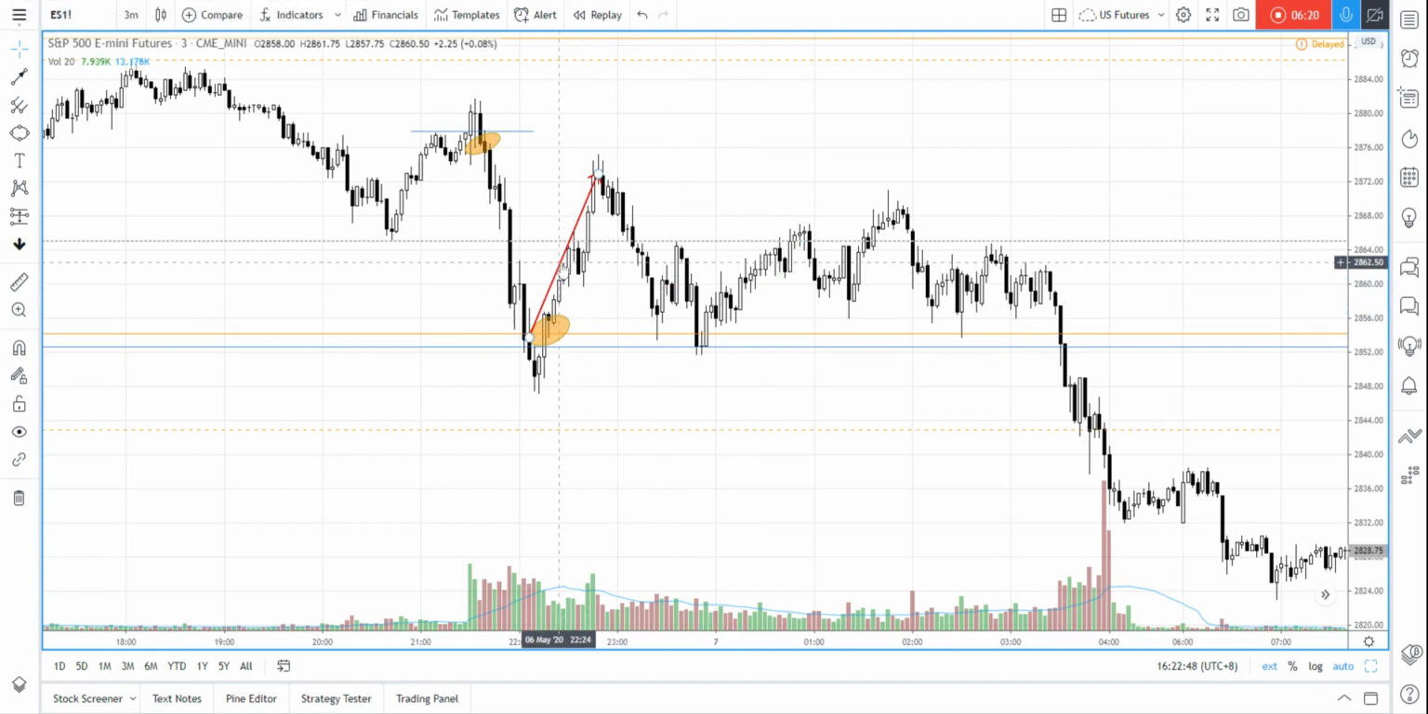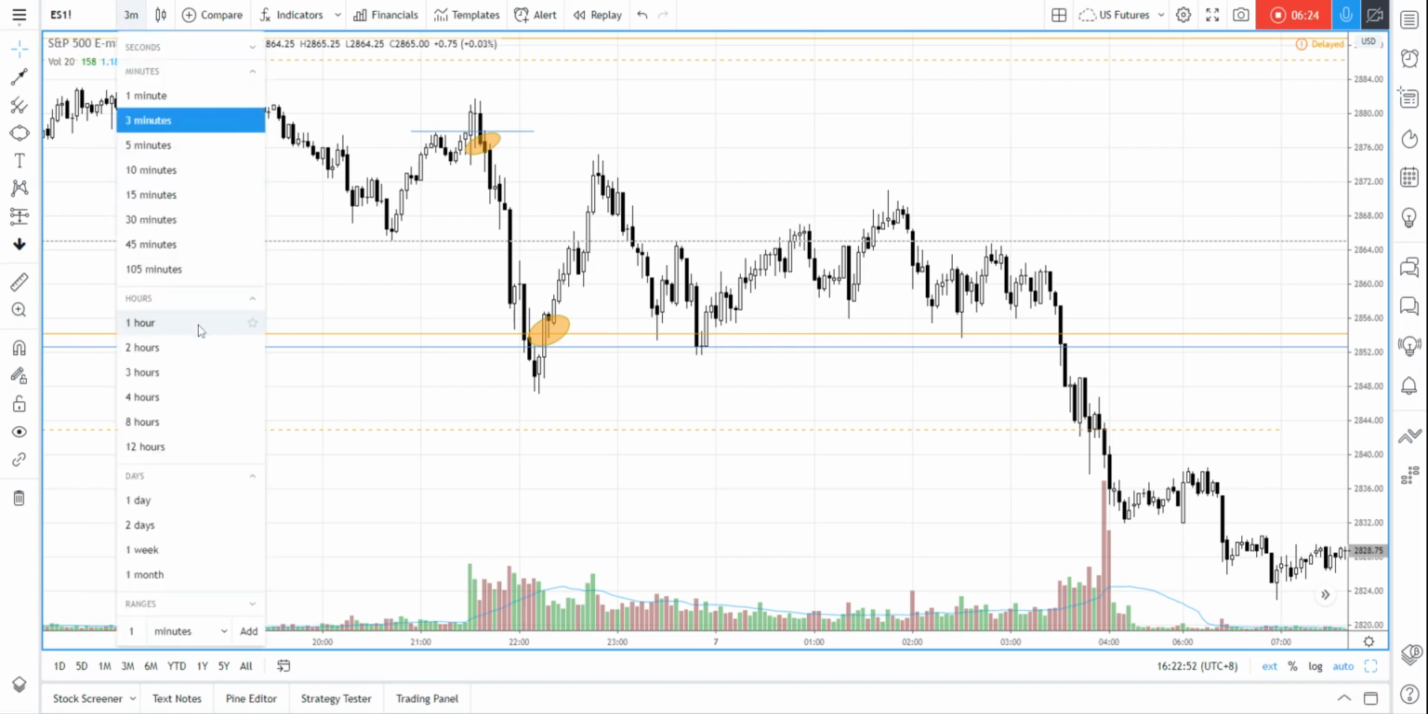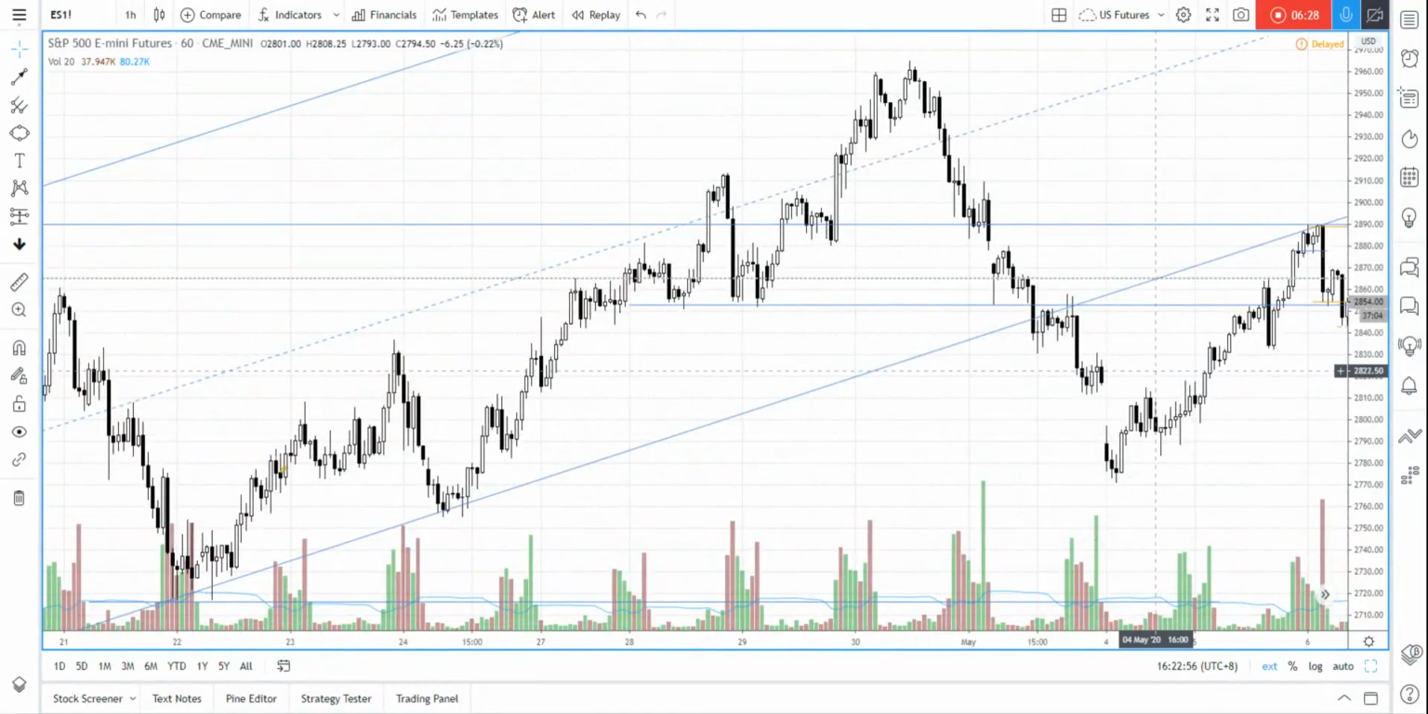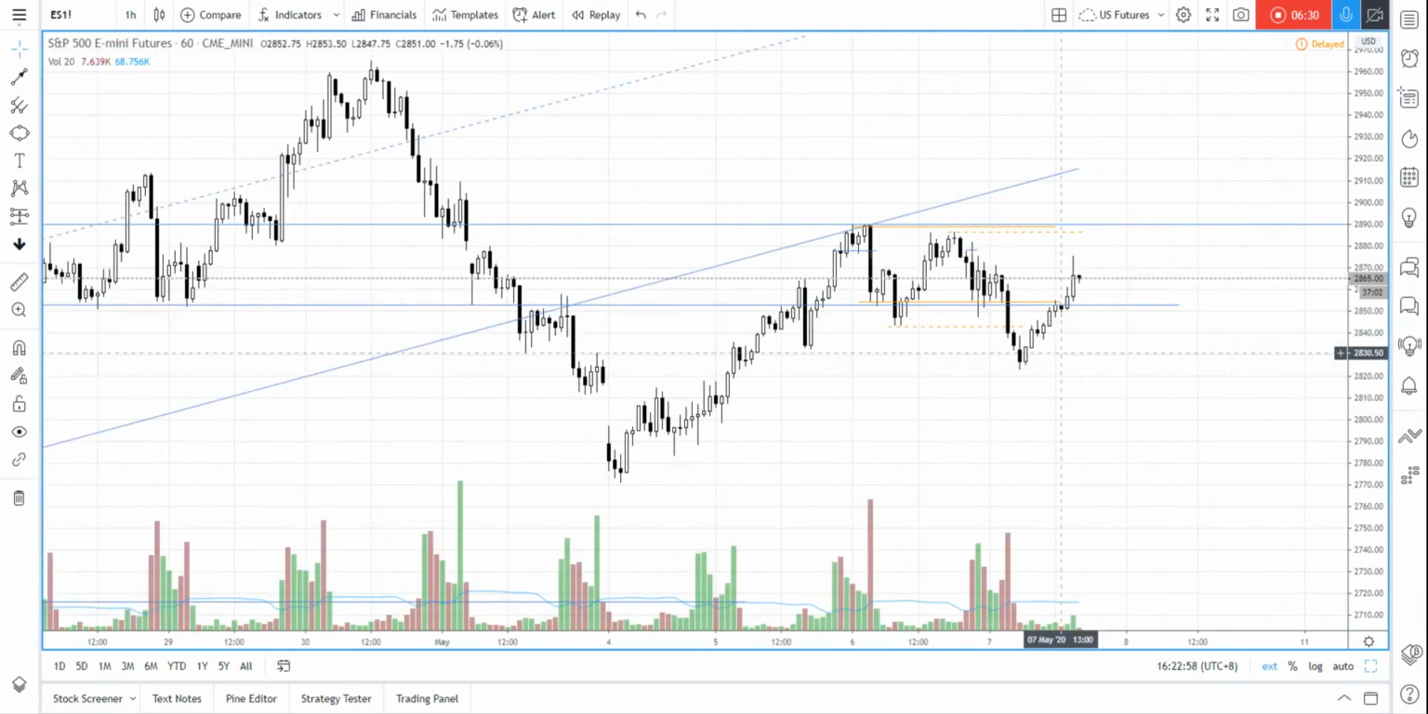Okay, so just back to today's analysis. Let's get into the H1 time frame. All right, so we can see that since last night's close, we have basically recovered the majority of the losses, and we have a gain of around 1% at the moment.